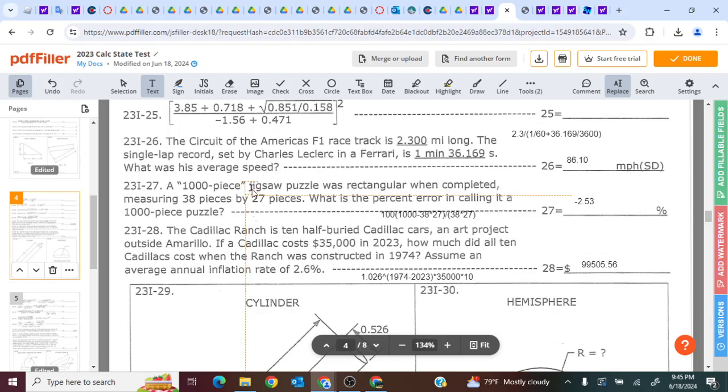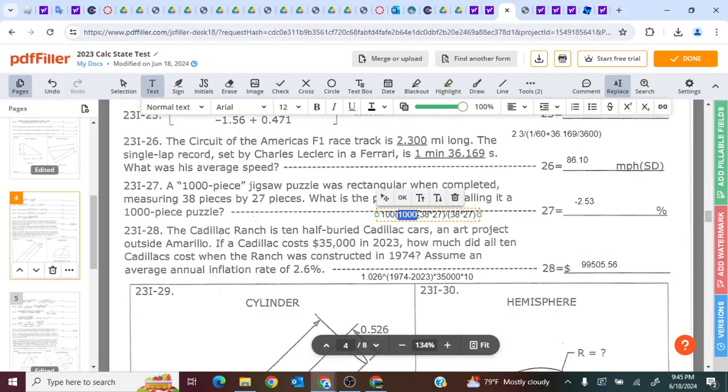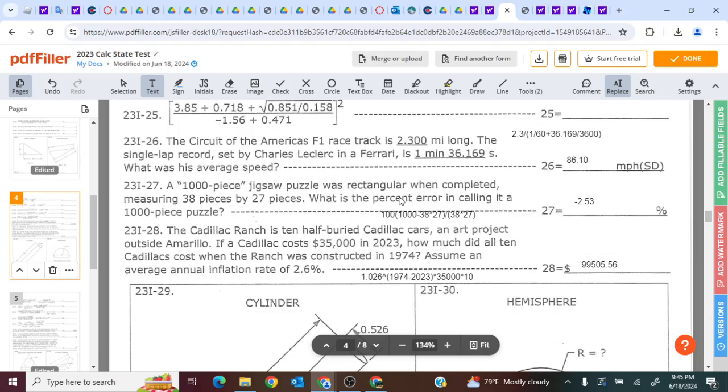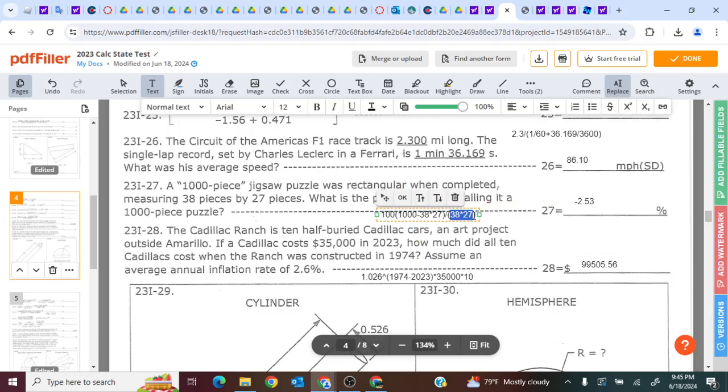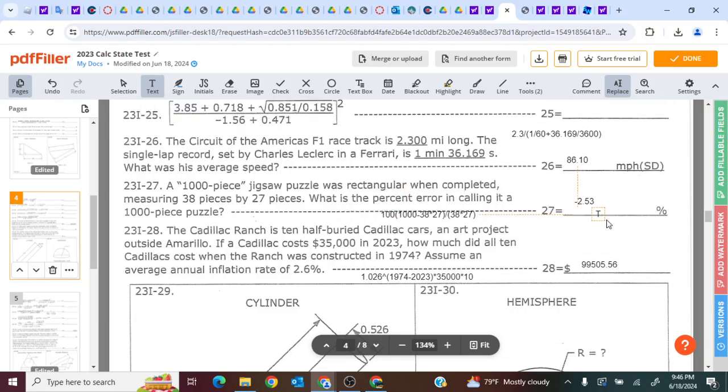27. A 1,000 piece jigsaw puzzle was rectangular when completed, measuring 38 by 27 pieces. What is the percent error in calling it 1,000 pieces? Well, percent error is estimate minus actual over actual. So in this case, your estimate is 1,000 pieces, and your actual is 38 times 27 pieces. And then you divide by that actual value, multiply by 100 to turn it into a percent, and get negative 2.53%.